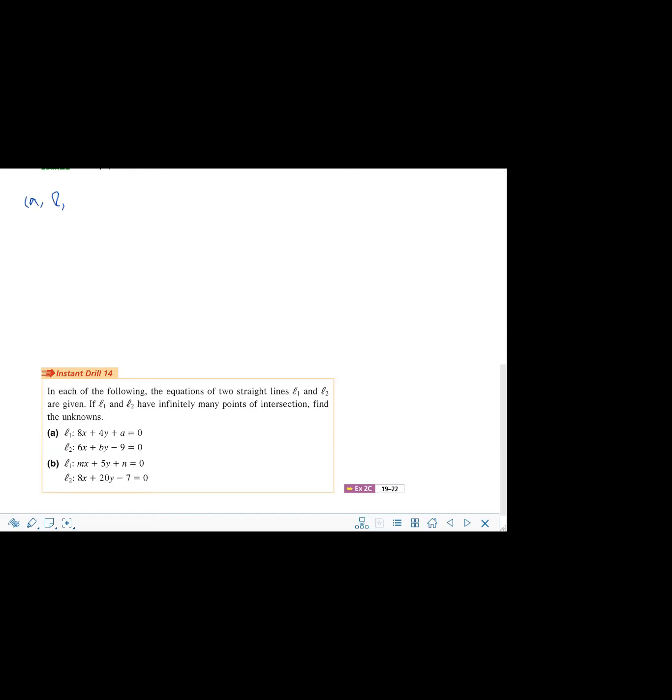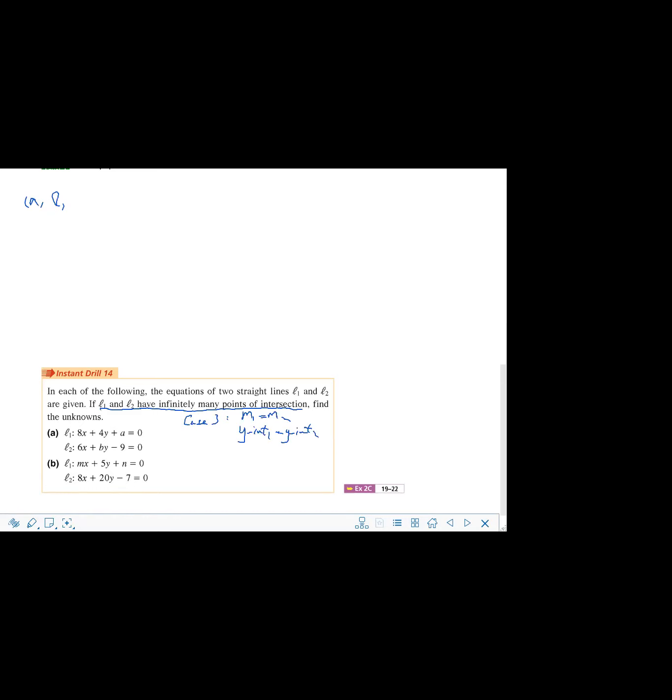So part A, in each of the following, the equations of 2 straight lines L1, L2 are given. If L1, L2 have infinitely many points of intersection, so in both part A and part B, L1 and L2 are having infinitely many points of intersection, which means that it is case 3. Case 3 means that the slopes are equal and the y-intercepts are also equal. And then we have two equations for us to find the unknowns.